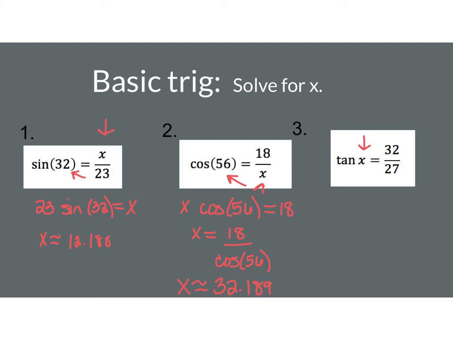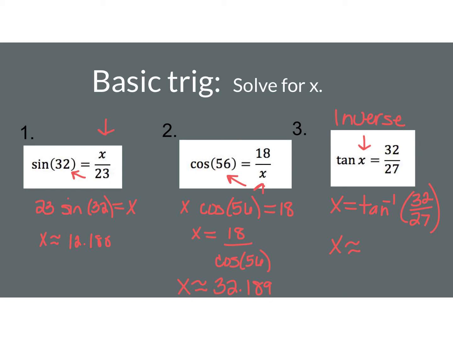The third one, we're finding the angle. This is when we need to use our inverse. The way we can isolate that x is by taking inverse tangent of both sides. So when we take inverse tangent of the ratio, it frees up your x, showing you what angle would give you that ratio of 32 over 27.